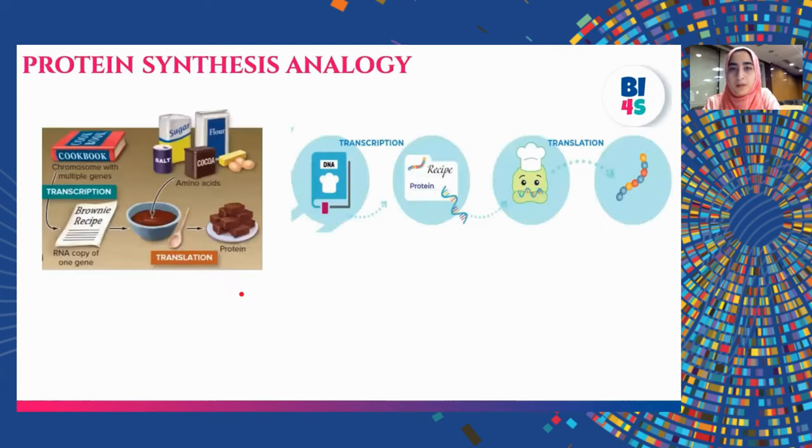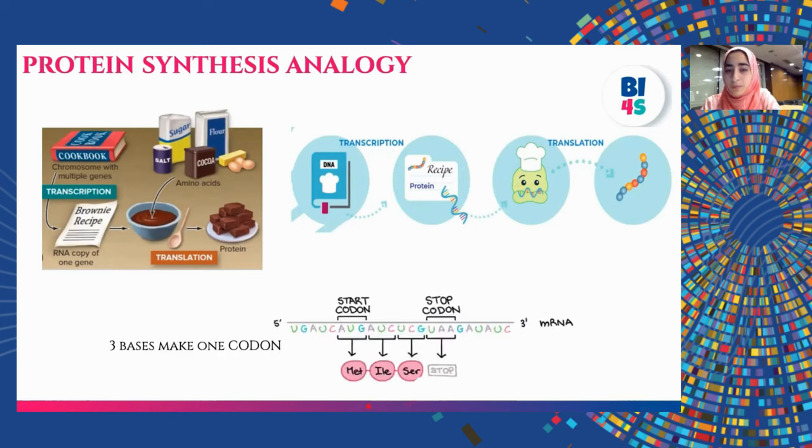Now, if we compare this with an analogy, our DNA is a cookbook. It has instructions. It has various different recipes. It has various different genes. And those genes are then photocopied in the form of mRNA. And then this mRNA is read by the ribosome, just like a recipe is read by the chef, who then translates it to the dish. Similarly, this recipe is read by the ribosome, which then translates it to the protein. So the message from the mRNA is read by the ribosome.